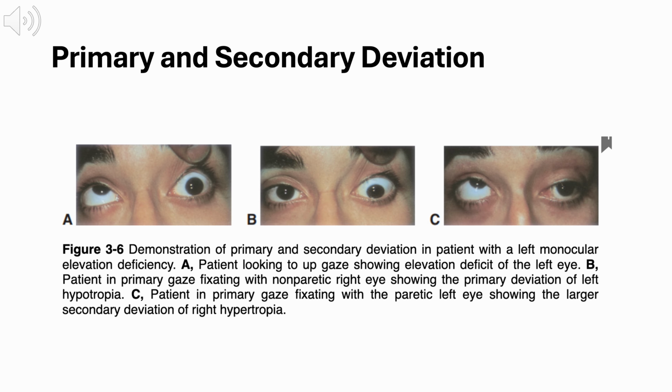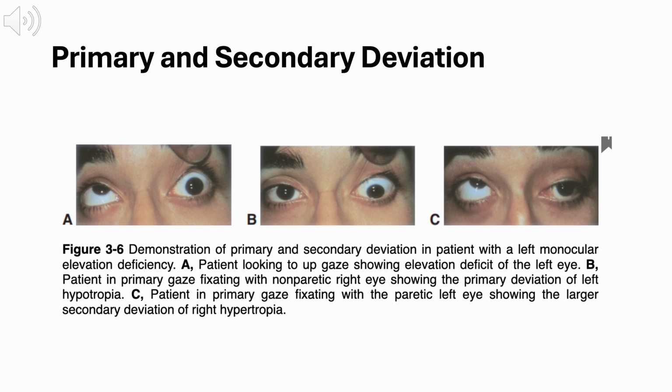This figure demonstrates the difference between primary and secondary deviation in a patient with a left elevation deficit. In the first image, the patient attempts upgaze, and the left eye shows limited elevation, revealing the underlying paresis. In the second image, the patient is in primary position while fixating with the normal right eye. The left eye is hypotropic, and this measured misalignment represents the primary deviation.